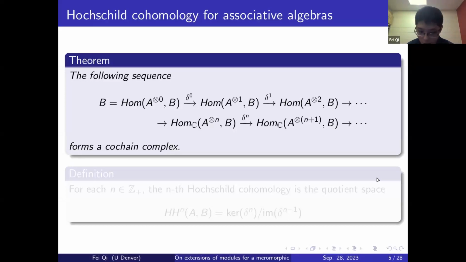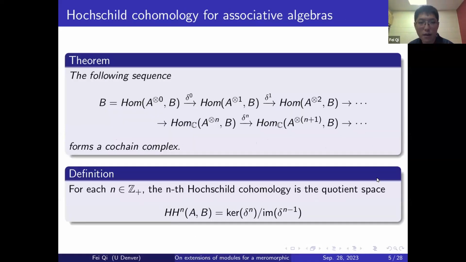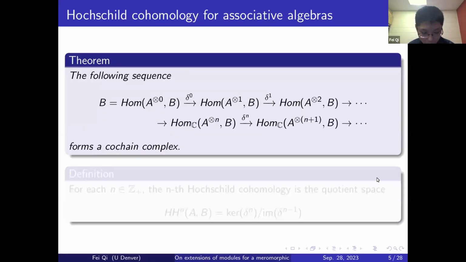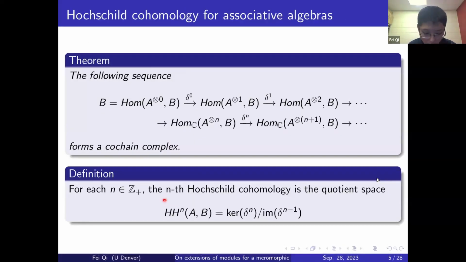As a result, this actually follows from a very classical result in the 60s. I think it's much earlier, I think it's actually in the 20s, maybe. So the following sequence is actually going to form a quotient complex, delta squared: the composition of two deltas equals 0. Then we could define the nth Hochschild cohomology to be the quotient space of the kernel by the image. All right, so this is how the Hochschild cohomology is defined in general.